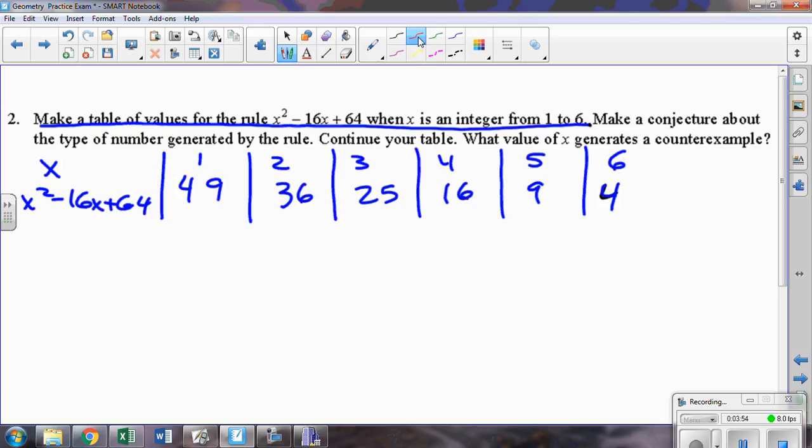Continuing with the directions: make a conjecture about the type of number generated by the rule. What do you think about these numbers? We'll spot a pattern and make a guess. That's what a conjecture would be. There are different ways that we could do it. Some people could recognize 7 squared, 6 squared, 5 squared, 4 squared, 3 squared, 2 squared, and we could continue the pattern down with 1 squared, 0 squared. You could make a conjecture if you recognize this.